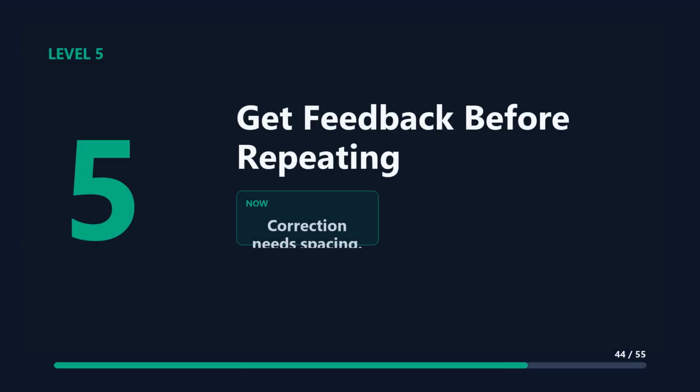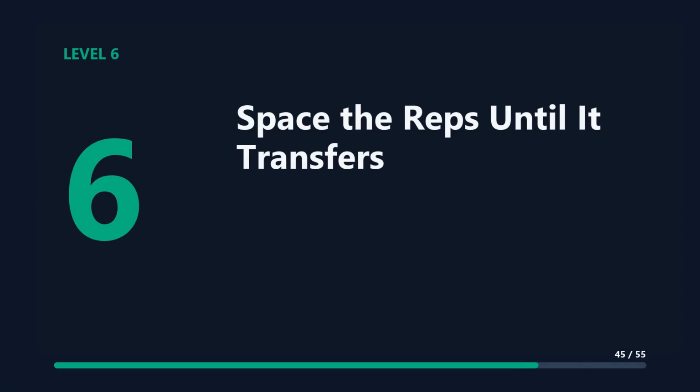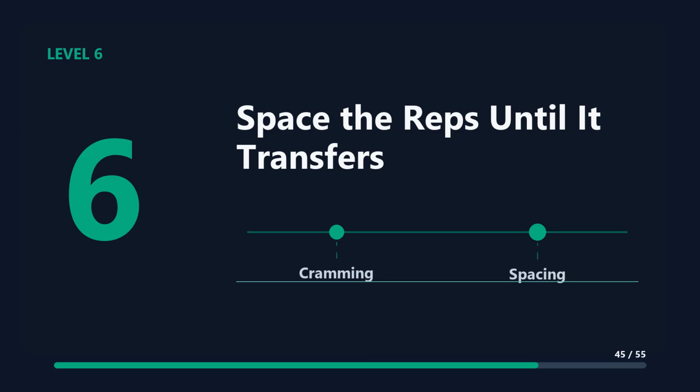Once feedback points to the next weakness, the final stage is spacing. You need to return at the right times so the skill does not disappear. Stage 6 is spacing the reps until the skill transfers. Cramming can create short-term confidence, but spaced practice helps the skill return when you need it later.